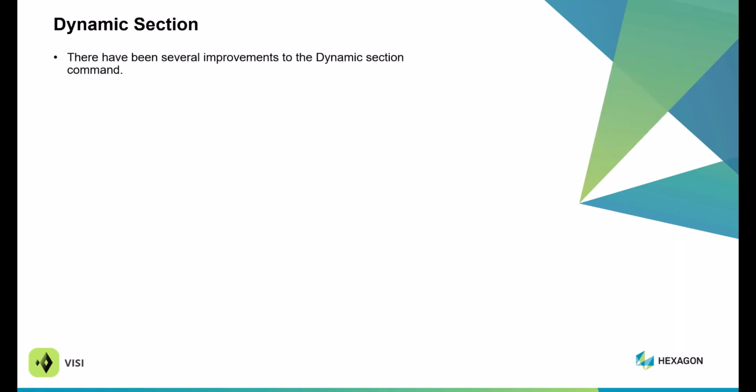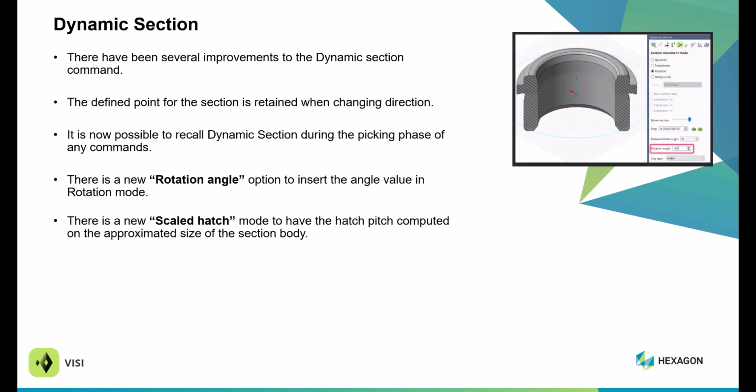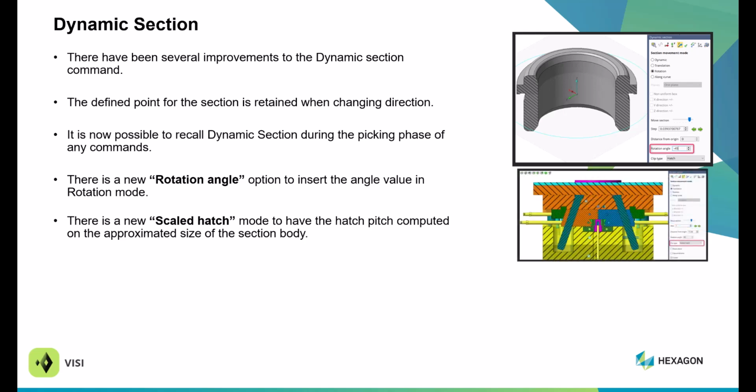Some new enhancements to Dynamic Section include the ability to define a point of a section that is retained when changing the direction. It is now possible to recall the dynamic section during a pick phase of any commands. There's a new rotation angle option to insert the angle value within the rotation mode. There's also a new scaled hatch option. This mode allows you to compute the approximate size of the hatch within the section body.